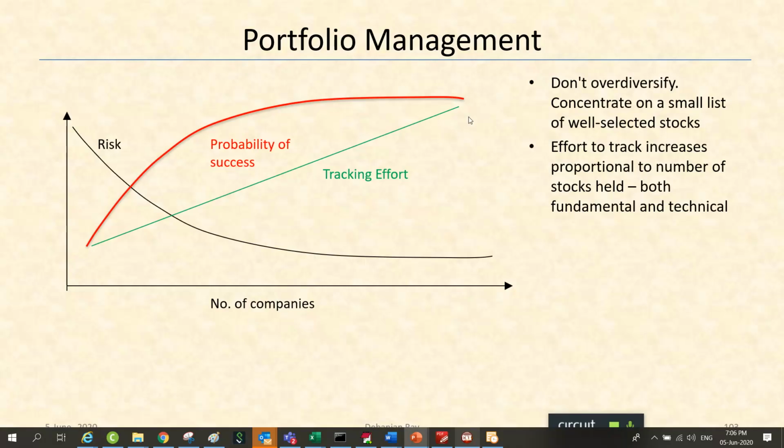As I have mentioned on the very first day, the success here is the time. If you spend time, the success will come. But the tracking effort for each of the stocks will be there. So if you spend some time on a stock, say 2 days in a week, your tracking effort goes up and up whenever you have more number of stocks.